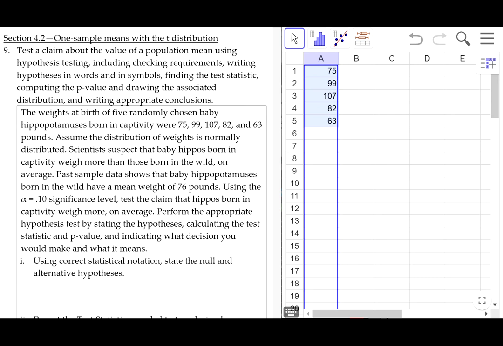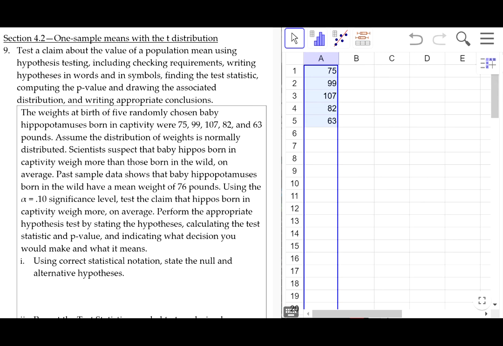The weights at birth of 5 randomly chosen baby hippopotamuses born in captivity were 75, 99, 107, 82, and 63 pounds. Assume the distribution of weights is normally distributed. Scientists suspect that baby hippos born in captivity weigh more than those born in the wild on average. Past sample data shows that baby hippopotamuses born in the wild have a mean weight of 76 pounds. Using the alpha equals 0.1 significance level, test the claim that hippos born in captivity weigh more on average.